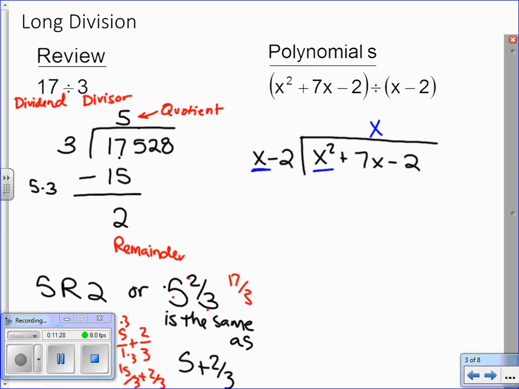Multiply. So I'm going to do my work just like I did 5 times 3 over here. I'm going to do x times x minus 2. So when I multiply x times x minus 2, I'm going to get x squared minus 2x. You okay with that? You got to distribute to both parts of the divisor.